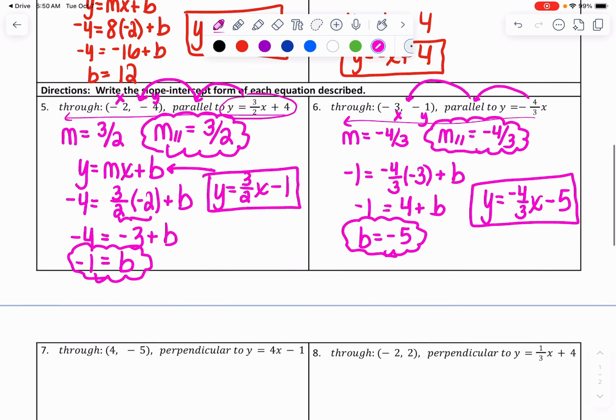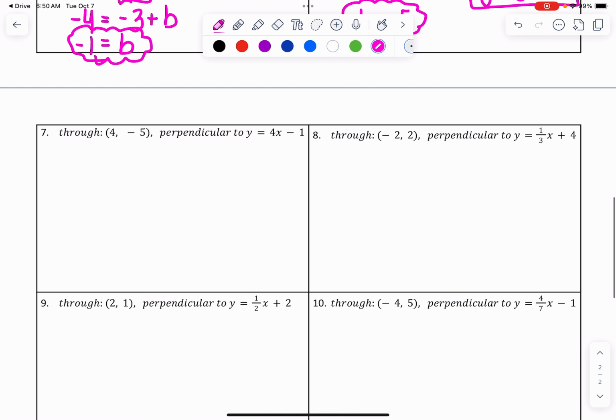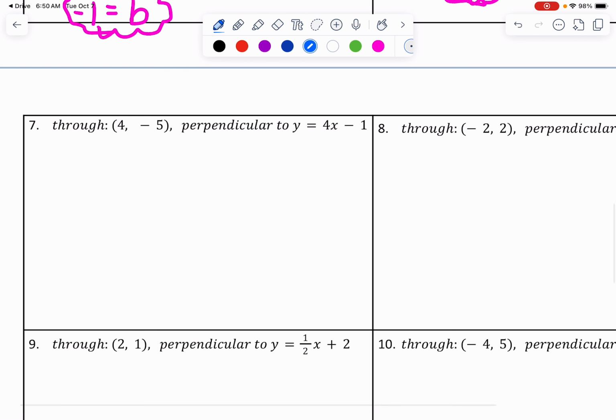Okay. We're now going to try perpendicular to. Okay, so perpendicular to is going to be just one extra step. Remember, with perpendicular slopes, they're opposite reciprocals. So I'm going to still read this way, but now here's what I'm going to start with. The slope of this line right here is just going to be 4.